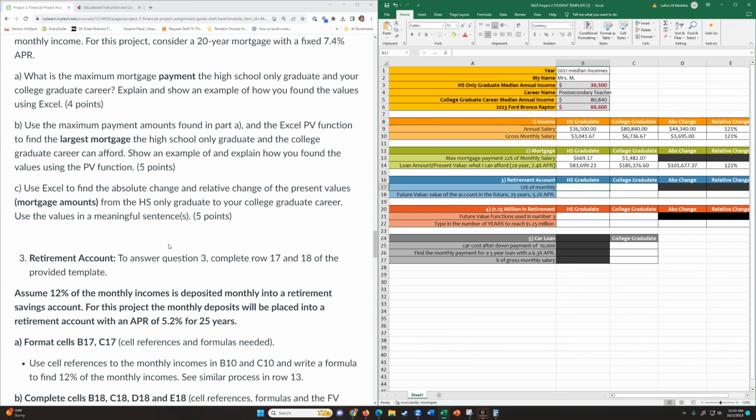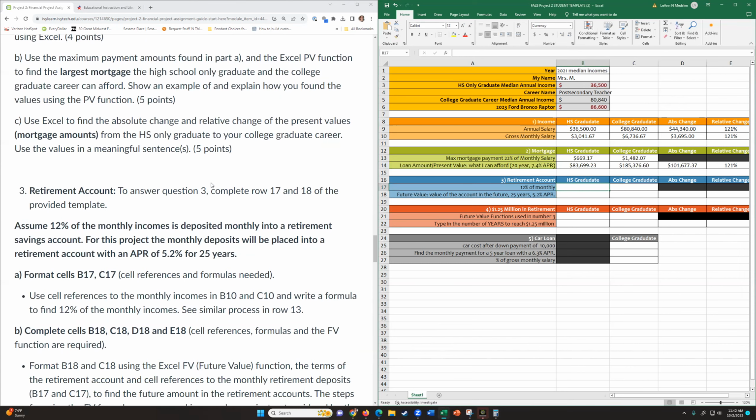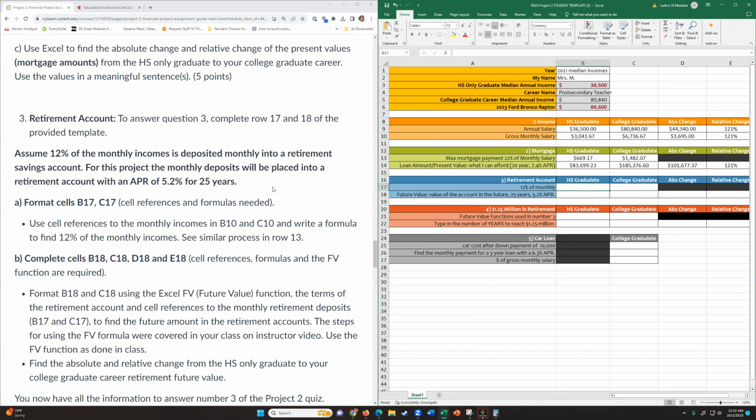Then you'll have to answer all your questions about what you did. You explain what you did. You write some statements to compare yourself to the high school graduate. And then we get to step 3, the retirement account.